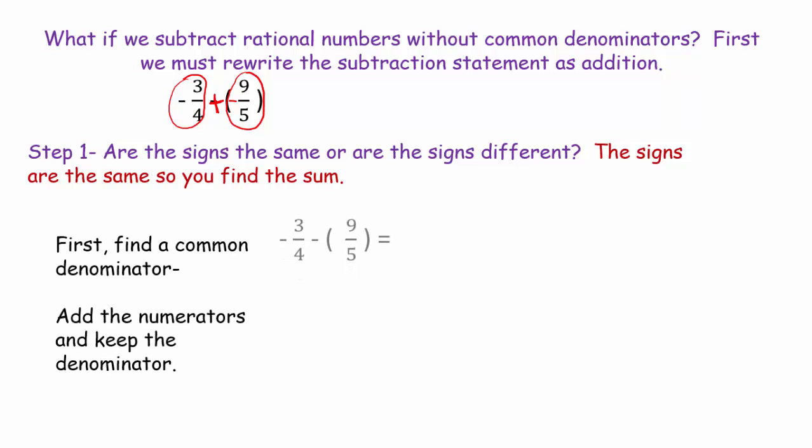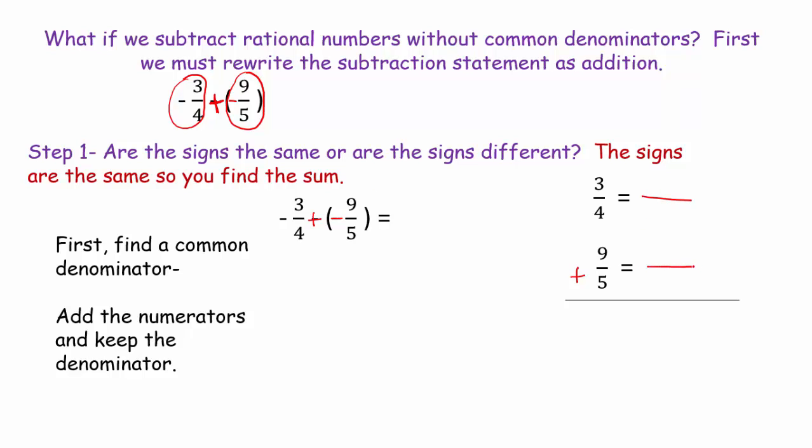But the problem is this time there is not a common denominator. We rewrote our subtraction statement as an addition statement. We realized that we need to find the sum because those signs are the same, but there's not a common denominator. So I'm going to just find my sum off to the side. I'm going to rewrite each of these as an equivalent fraction with a denominator of 20. 4 times 5 is 20. Whatever we do to the denominator, we must also do to the numerator. 3 times 5 is 15. 5 times 4 is 20.